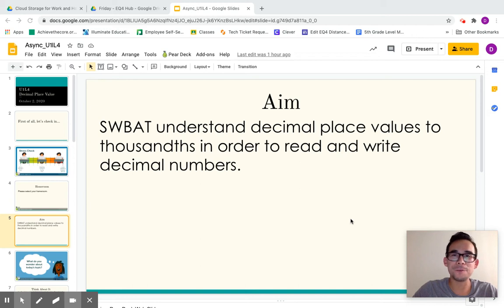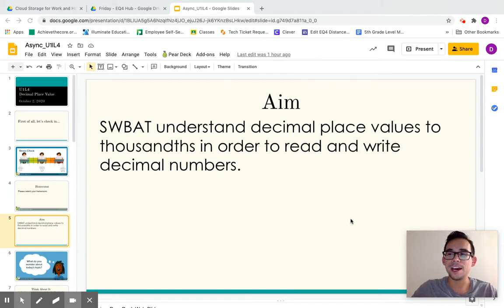Hello, scholars, and welcome to Unit 1, Lesson 4, which is decimal place value. And our aim is scholars will be able to understand decimal place values to thousands in order to read and write decimal numbers.